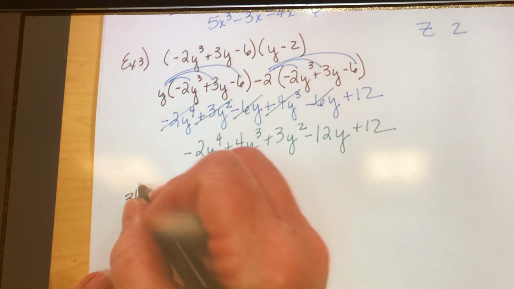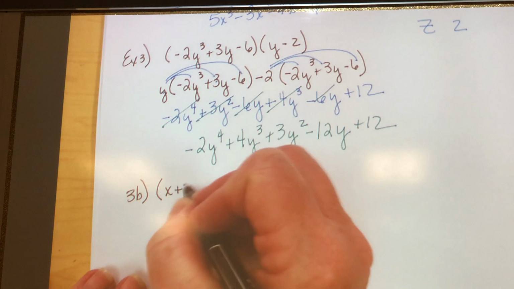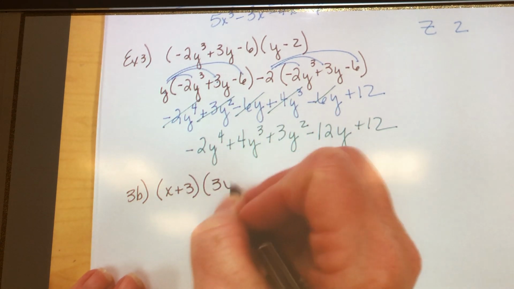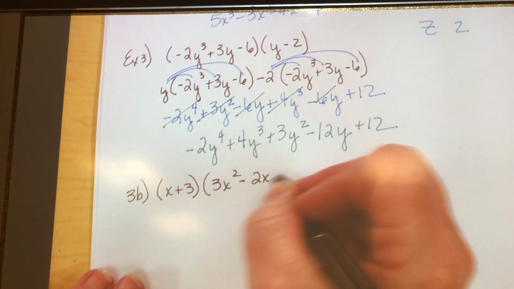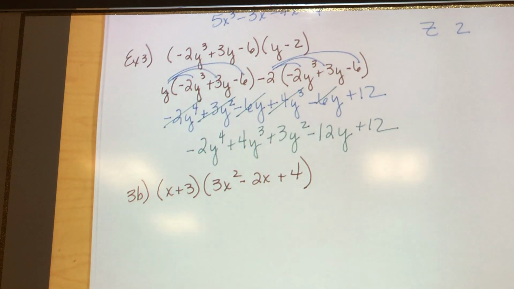Every other class is one and one more. So x plus 3 times 3x squared minus 2x plus 4. All right, you do this one on your own. And then we'll do one more problem and a cool thing to show you. Wait, one more after this one? Mhm.